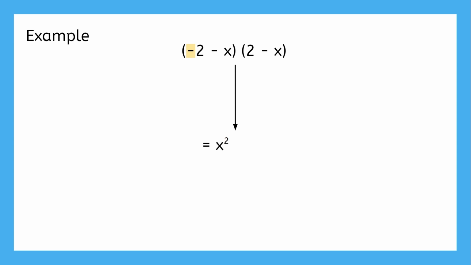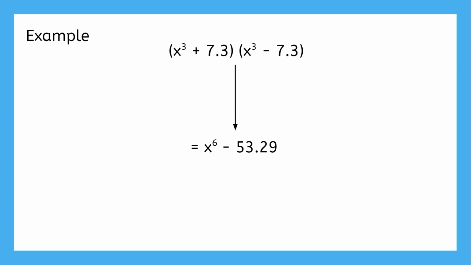Square the terms with the same sign, x times x, and subtract the square of the terms with different signs, 2 times 2. That looks much better. And just like before, if we FOIL this out, we will get the same result. It's just a lot more work because we have to be extra careful with these signs.